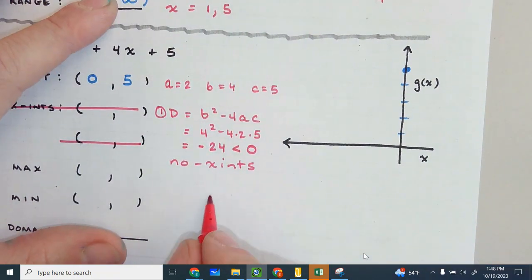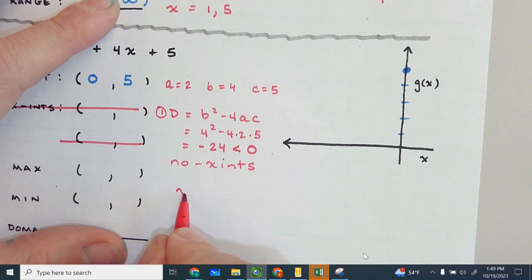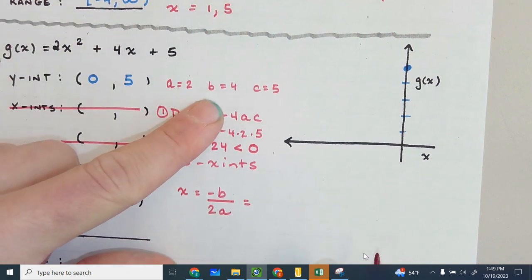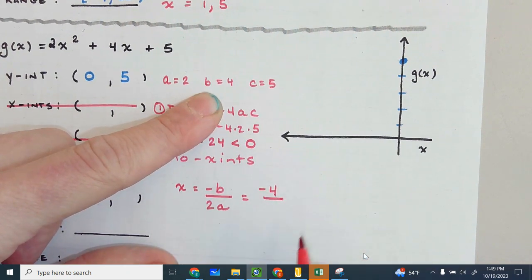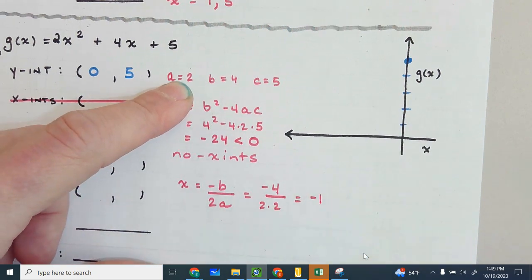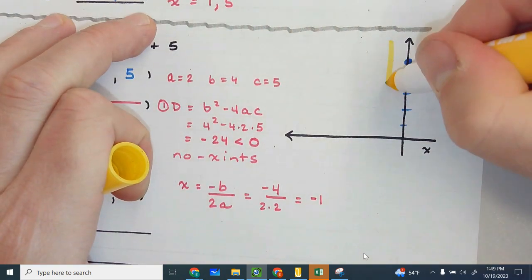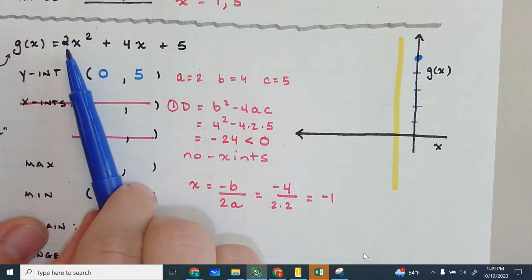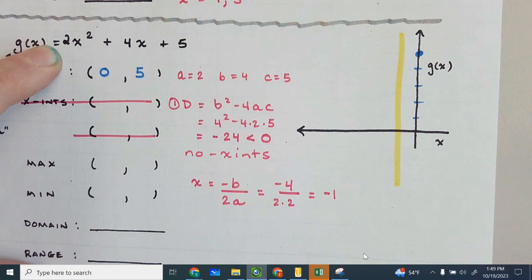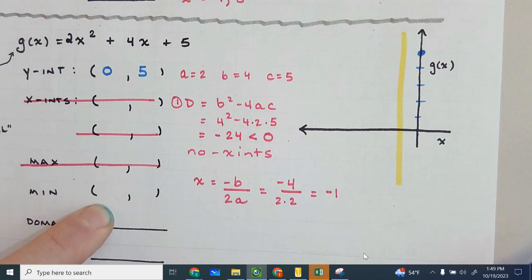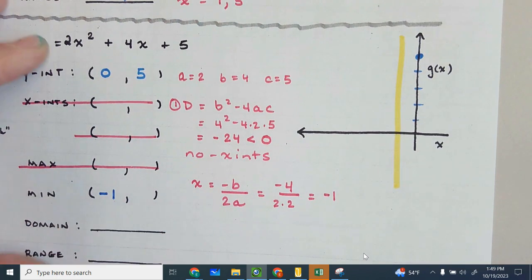We're going to say that the axis is at x is equal to negative b divided by 2a, which in the case of this problem would be negative 4 divided by 2 times 2, which is negative 1. So our axis is right here. We know that the graph is opening up because we've got that leading coefficient that's positive. So if it's opening up, that means that we're not going to have a max. We are going to have a min. We know that that min will have an x value of negative 1. Now all we need is the y value that goes with it.